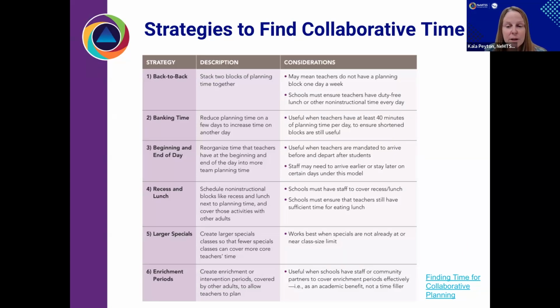When schedule modification is unlikely, or when trying to find time needs to get creative, we can consider some of these ideas from Education Resource Strategies. Some of the strategies suggested include stacking blocks back to back, banking time, increasing availability at the end of the day or beginning of the day, collaborating during recess or lunch, and creating enrichment periods covered by other adults to allow teachers to collaborate.